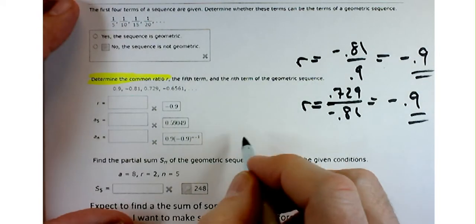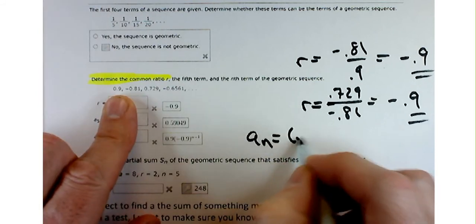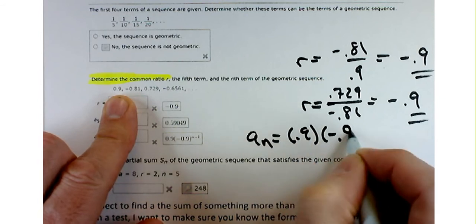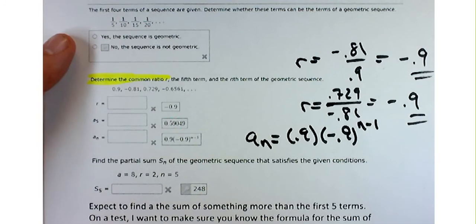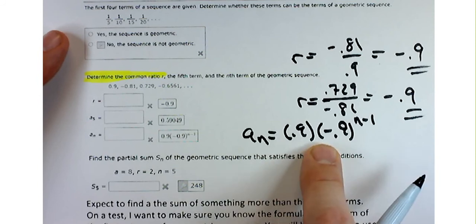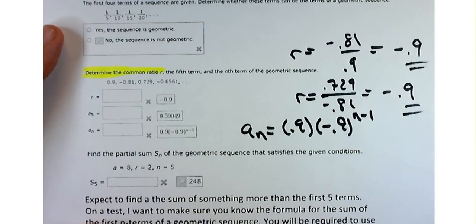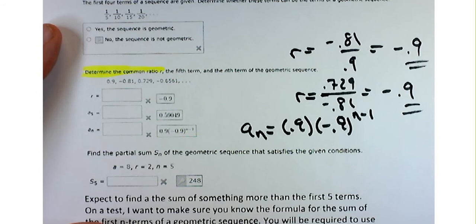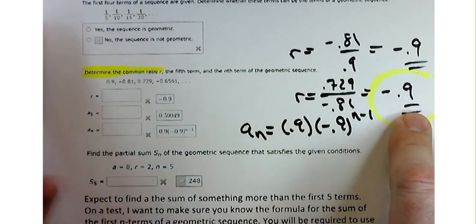So your general term is going to be a sub n equals 0.9 times negative 0.9 to the n minus 1. And from there you can figure out the fifth term in a couple ways. You could plug in 5 here. What's another way to figure out the fifth term of this sequence? You could just multiply the fourth term by negative 0.9. That'll give you the fifth term.